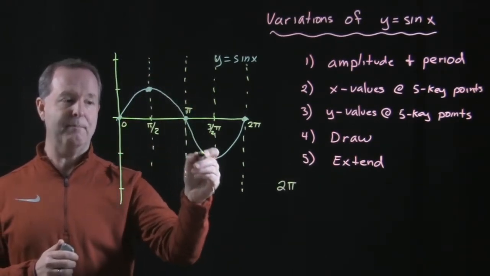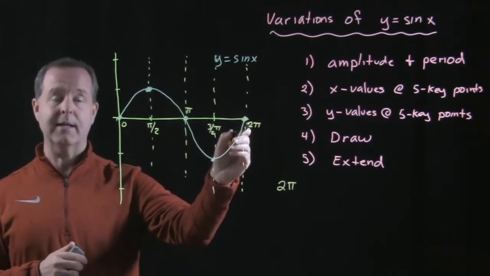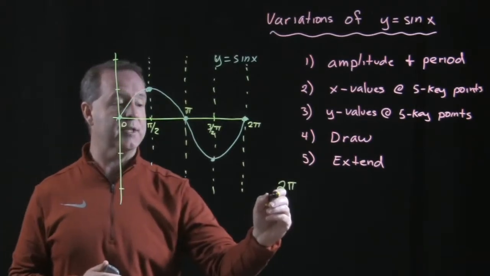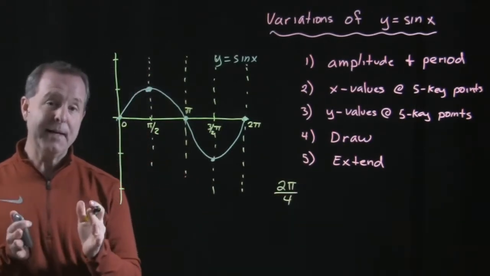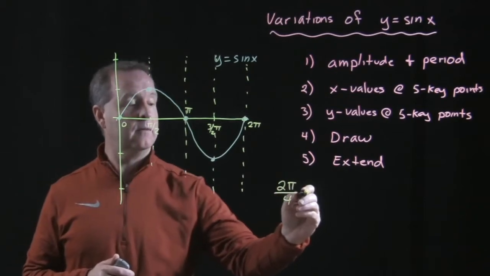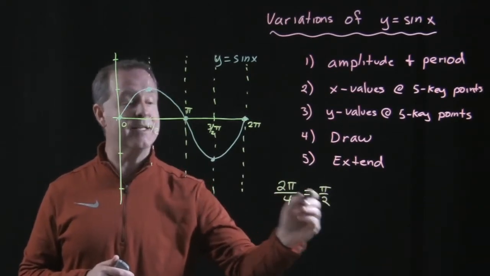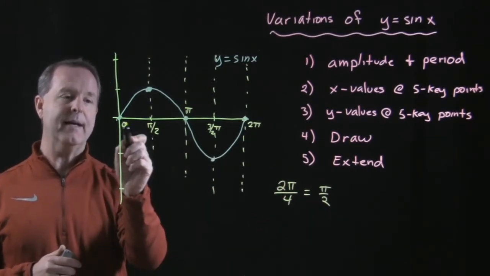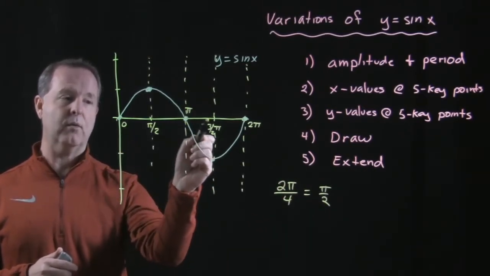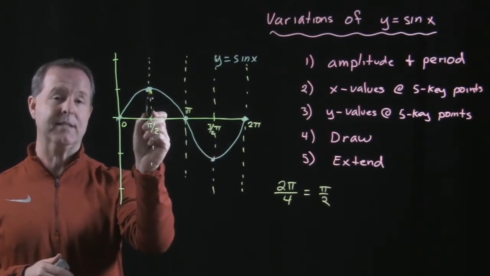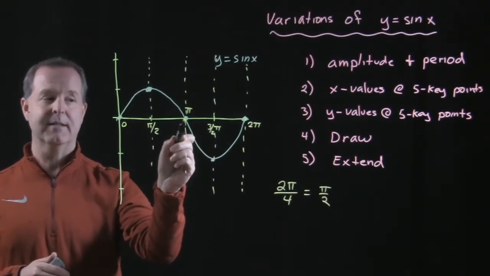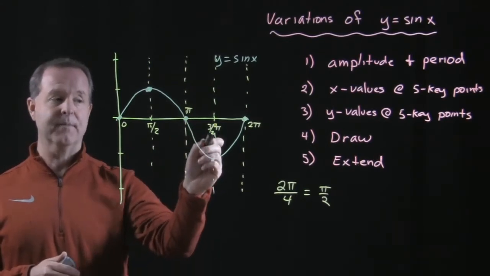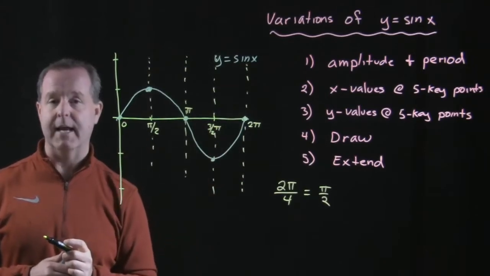At 0, I don't get back to that same type of 0 until I get to 2 pi. And over that 2 pi, I've gone through 4 different sections. So I'm going to take the period divided by 4, which will produce pi over 2 in this particular case. And that tells me then that I have a key point every pi halves along the graph. So at pi halves, I have a maximum. Another pi halves, it crosses the x-axis. Another pi halves, I have a minimum. And another pi halves, it crosses the x-axis.